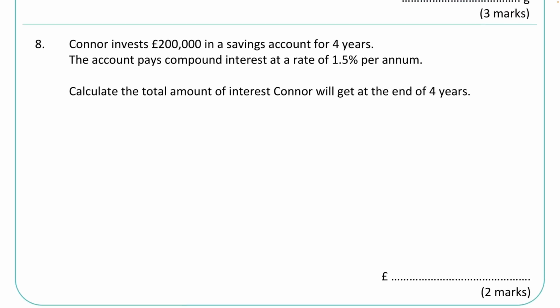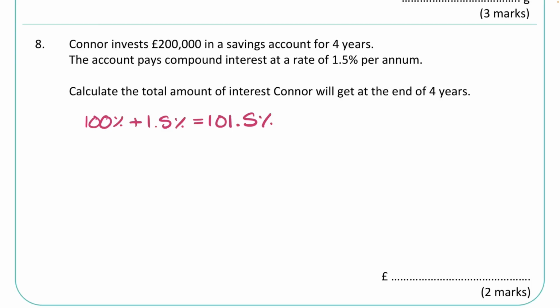Okay, next question. So Connor invests £200,000 in a savings account for 4 years. The account pays compound interest at a rate of 1.5% per annum. Calculate the total amount of interest Connor will get at the end of 4 years. So looking at this question, we have 1.5%. Now, if we add 1.5% onto our original 100%, so 100% plus 1.5%, we of course get 101.5%.